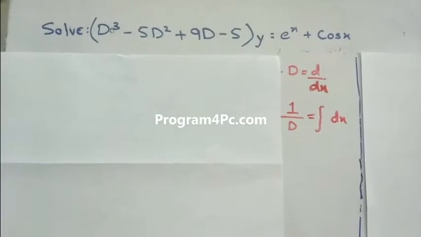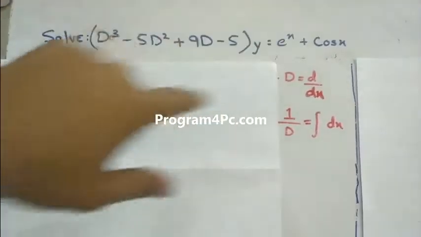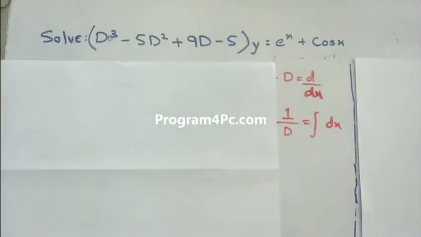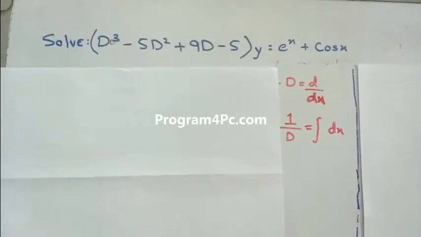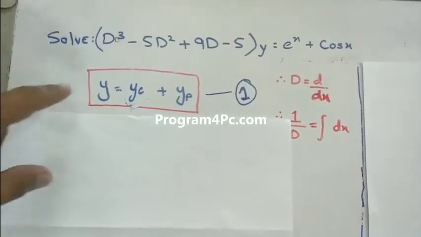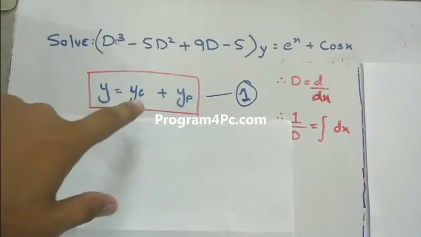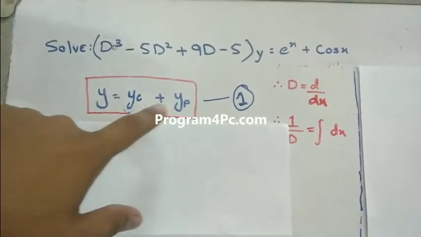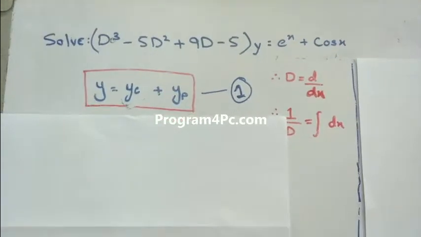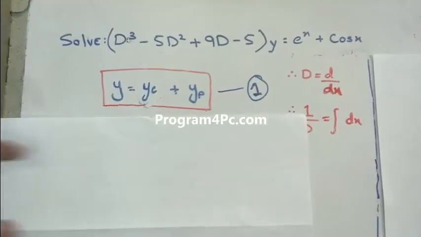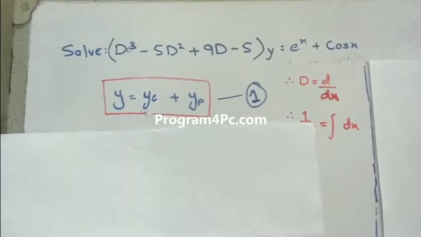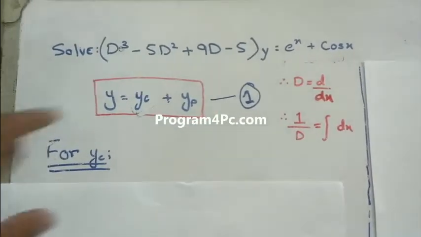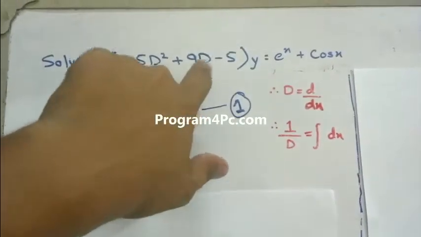For solving it, for finding the complete solution, we need to know the complementary function plus the particular integral, as written here: the complete solution equals y sub c plus y sub p. Y sub c is the complementary function and y sub p is the particular integral. For finding the complementary function, y c, we first make the auxiliary equation of this part, which equals 0.